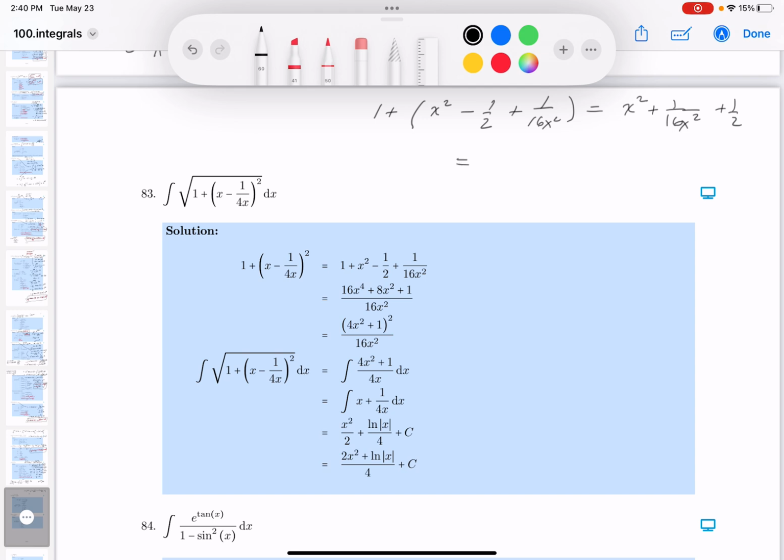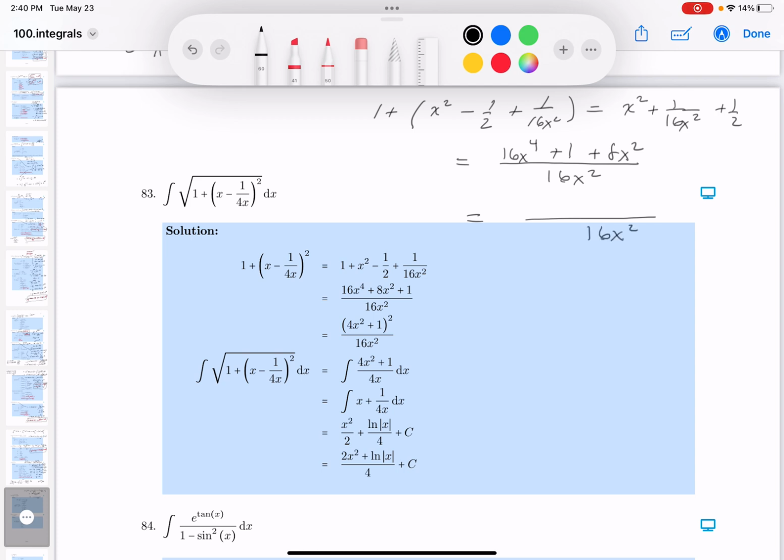I expanded it, but I want to get one term down. So I'm going to say 16x squared. And that's going to be 16x to the fourth now, and then plus 1, and then I would get 8x squared, all over 16x squared.